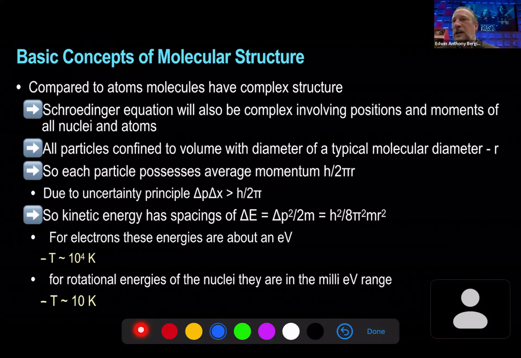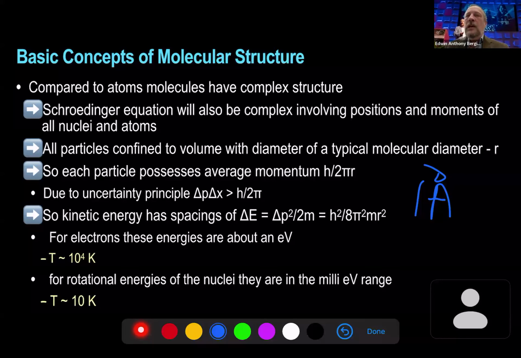Okay, so I haven't done this, but other people who are very smart have solved or attempted to solve the Schrodinger equation for molecules, which is very difficult to do. But we can come up with some very simple approximations. And this is actually kind of cool. All particles are confined to a volume with a diameter that is a typical diameter of a molecule, and that's generally 1 angstrom. And each particle in that volume has an average momentum of h, Planck's constant, over 2 pi r.